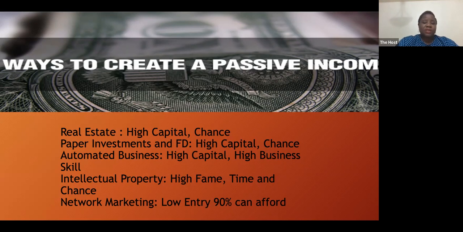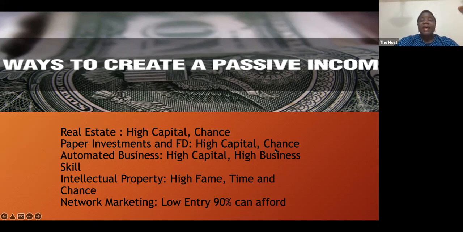Number 2, paper investments and fixed deposits. From time to time, I get text message alerts of dividends from investments. Some of those dividends are like 150 naira, some are 83 naira, some are 210 naira. You know, those kinds of monies that when you join everything together, you wonder, what can I use it to buy? Maybe airtime. So for you to earn correct residual income from paper investments, you have to put in a lot of money, high capital.